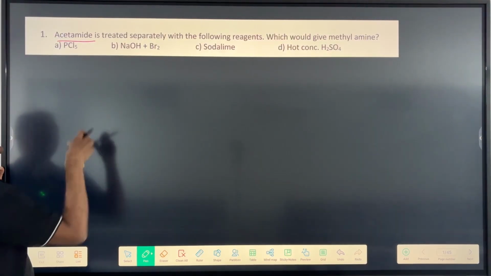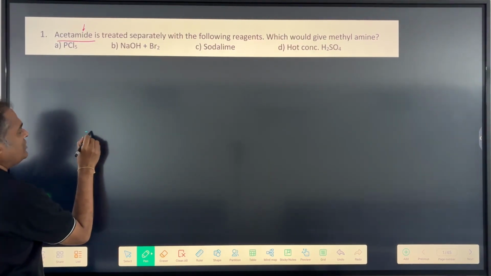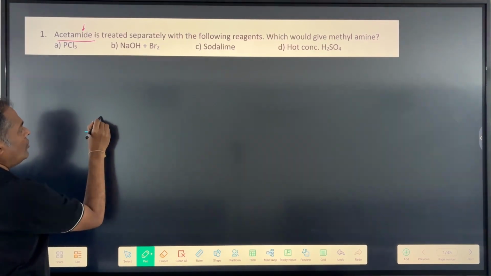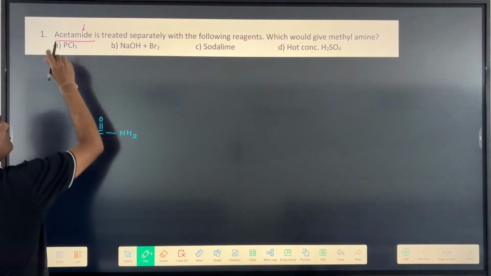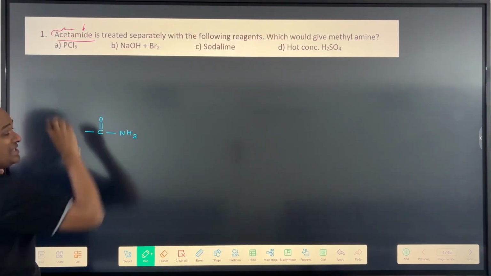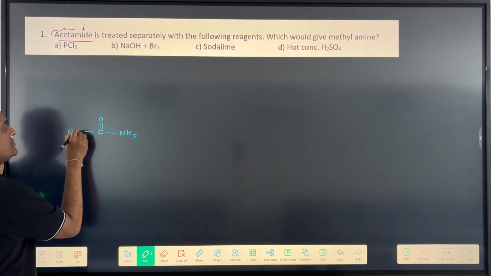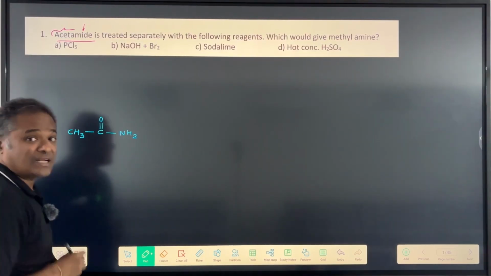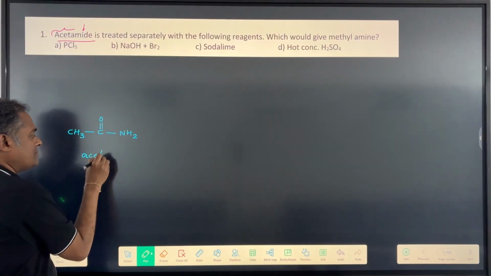From the name itself it indicates, first, it's an amide. So basically you write an amide like this, C double bond O and NH2. And you should know that the word aceta indicates a 2 carbon atom acid, so it's a 2 carbon atom amide. So this compound is known as acetamide. Now this is that acetamide compound.